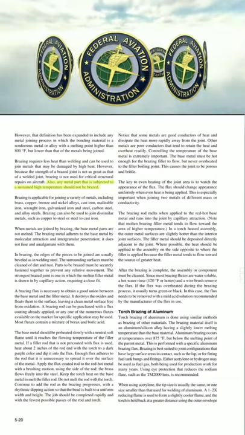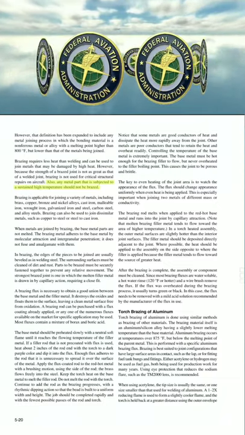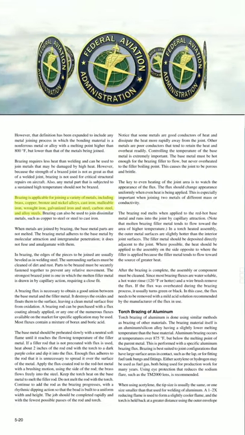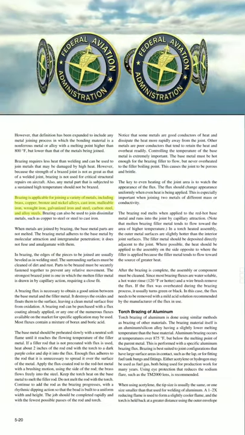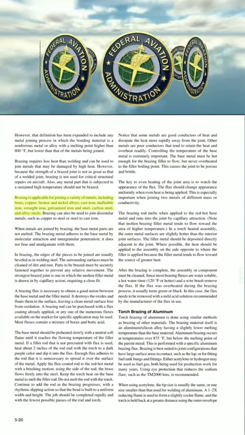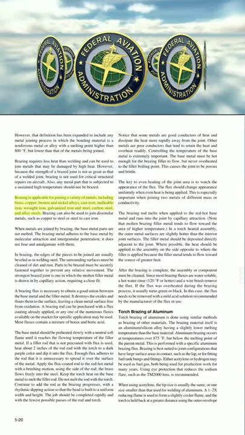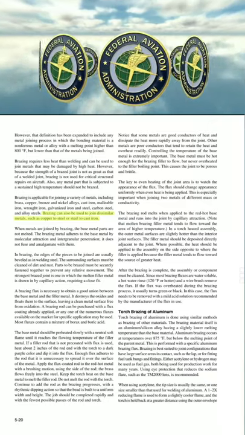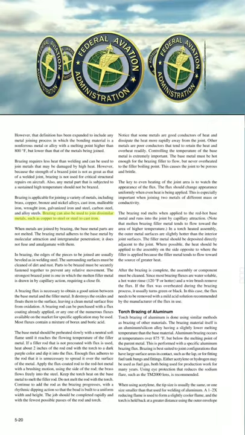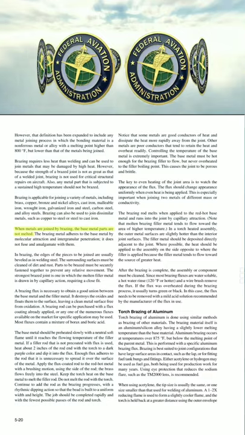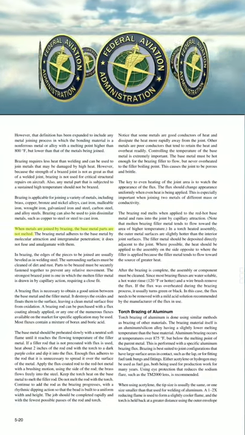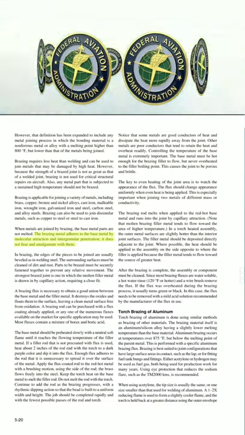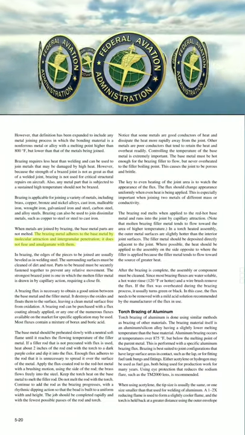Also, any metal part that is subjected to a sustained high temperature should not be brazed. Brazing is applicable for joining a variety of metals, including brass, copper, bronze and nickel alloys, cast iron, malleable iron, wrought iron, galvanized iron and steel, carbon steel, and alloy steels. Brazing can also be used to join dissimilar metals, such as copper to steel or steel to cast iron. When metals are joined by brazing, the base metal parts are not melted. The brazing metal adheres to the base metal by molecular attraction and intergranular penetration. It does not fuse and amalgamate with them.